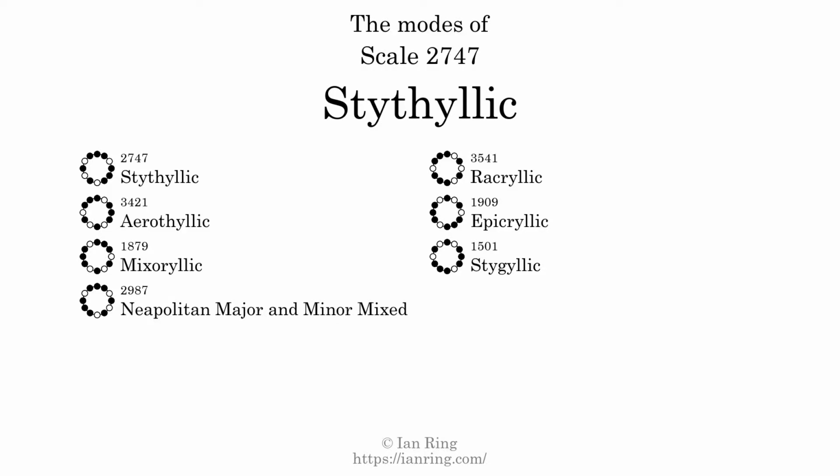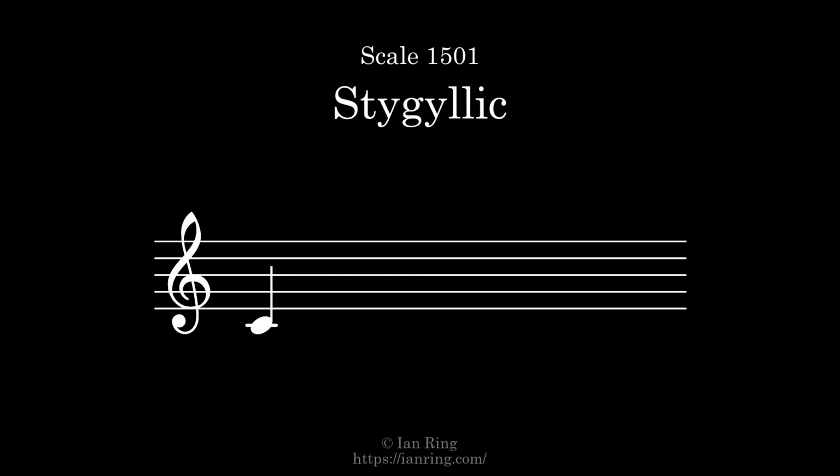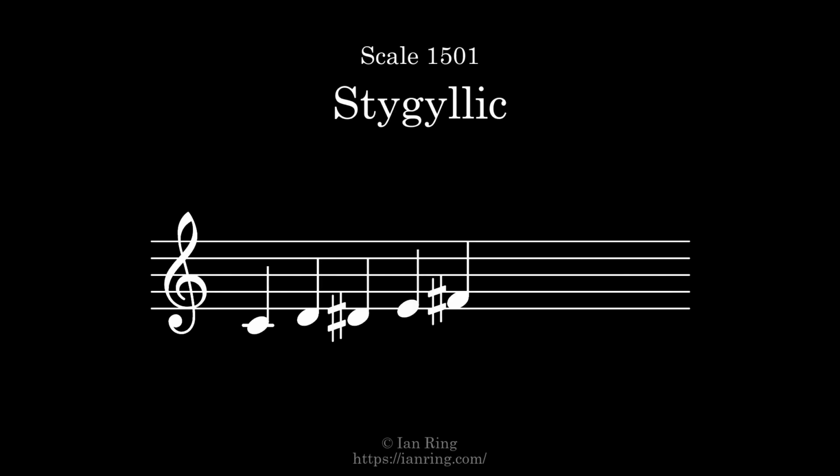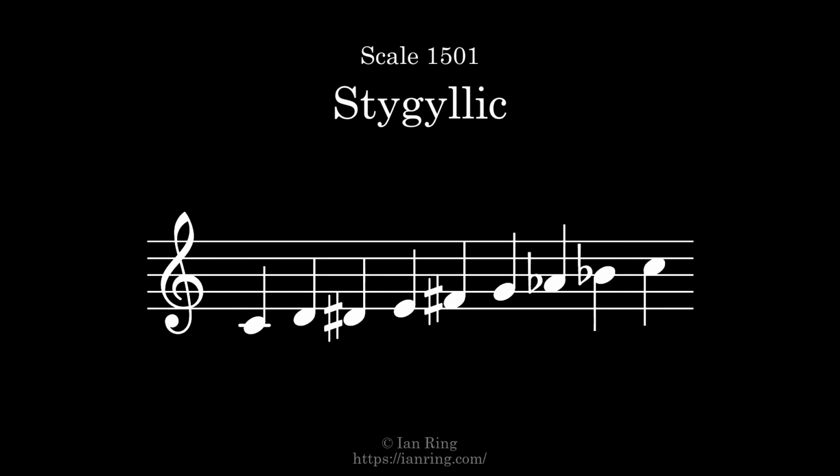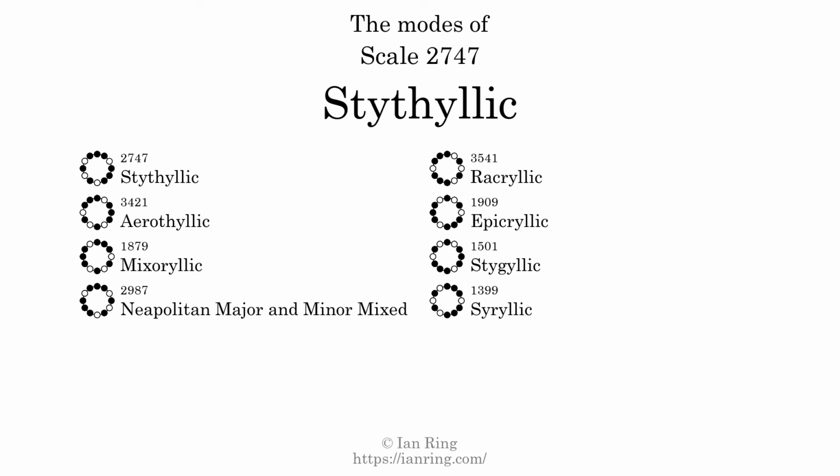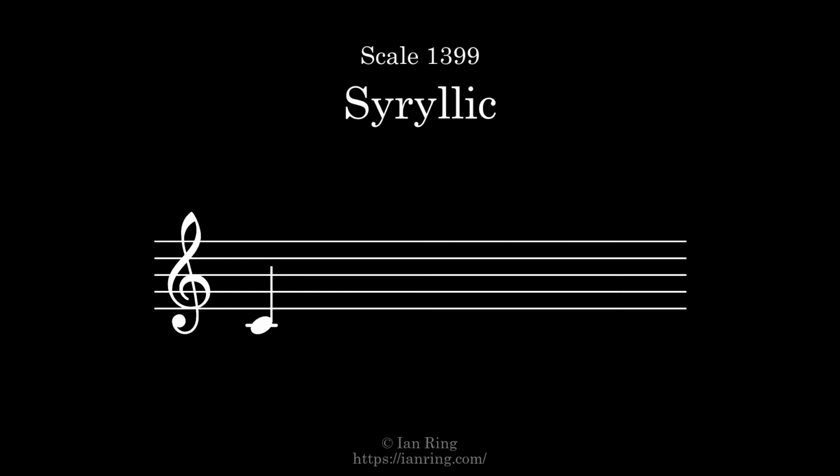The seventh mode is scale 1501, also known as Stythyllic. It sounds like this. The eighth and last mode is scale 1399, also known as Cyrillic. It sounds like this.